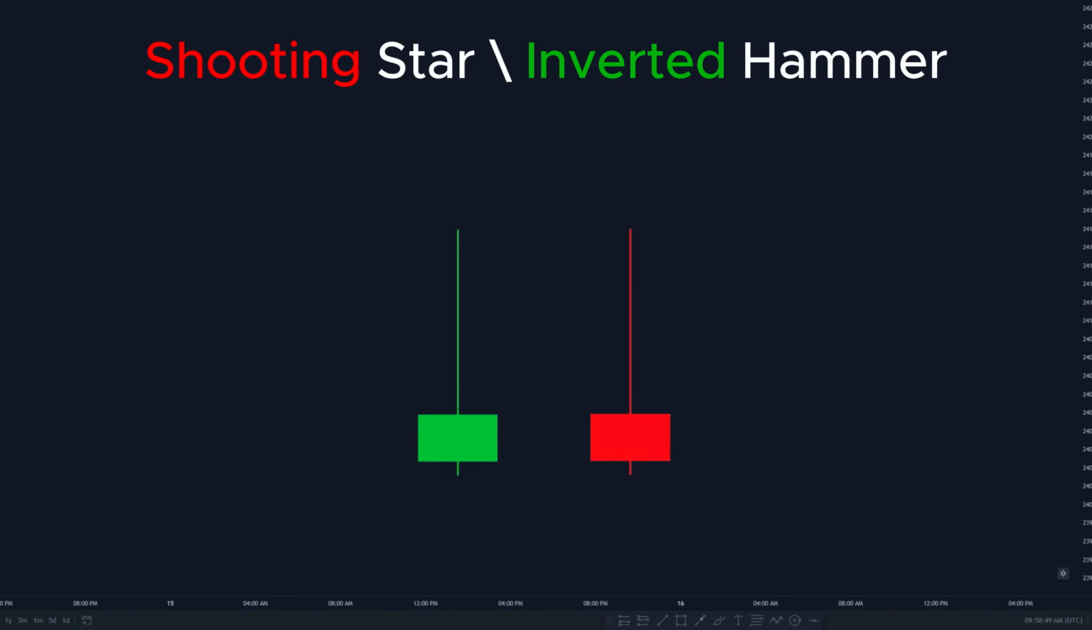The next pattern is shooting star or inverted hammer. It is a single candle with a long wick and small body. If this candle is formed at the top during an uptrend, then it will be called a shooting star. And if it is formed at the bottom of a wave during a downtrend, then it will be called an inverted hammer. Let's find it on real charts.